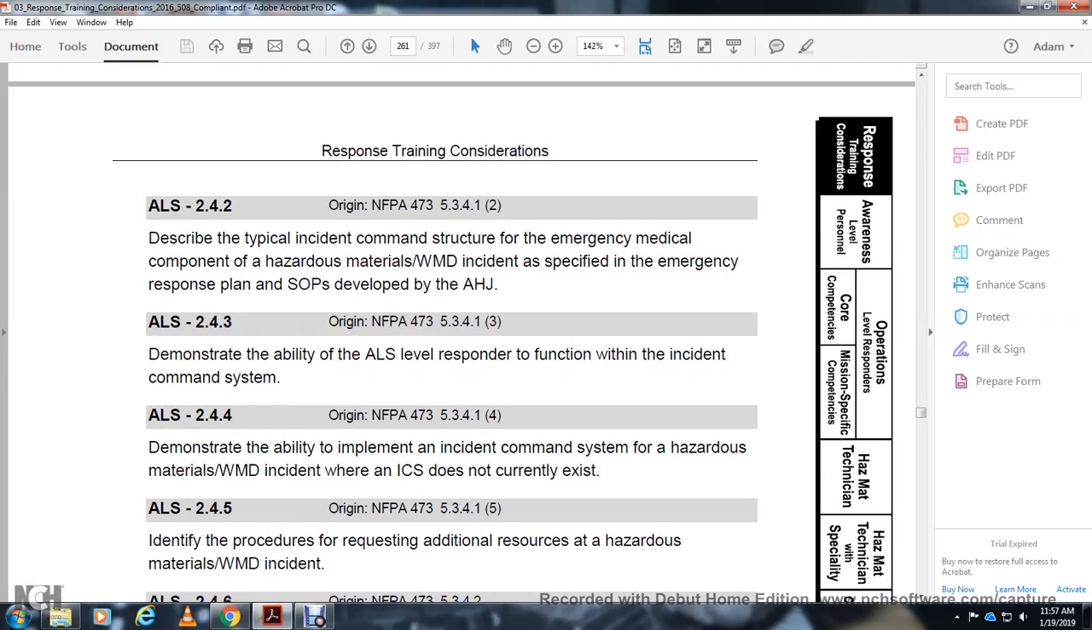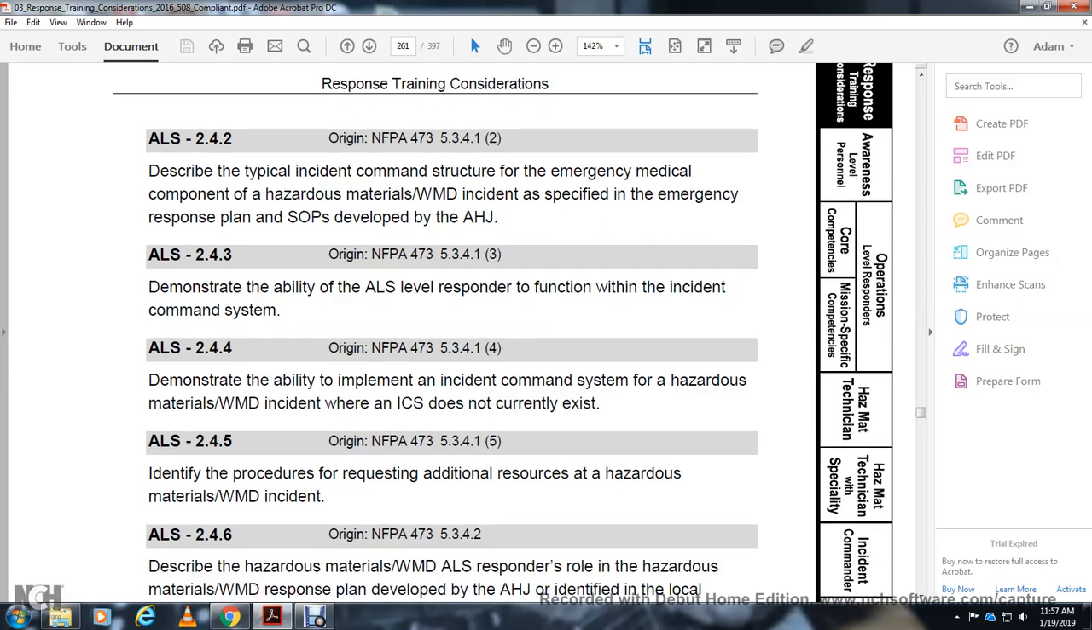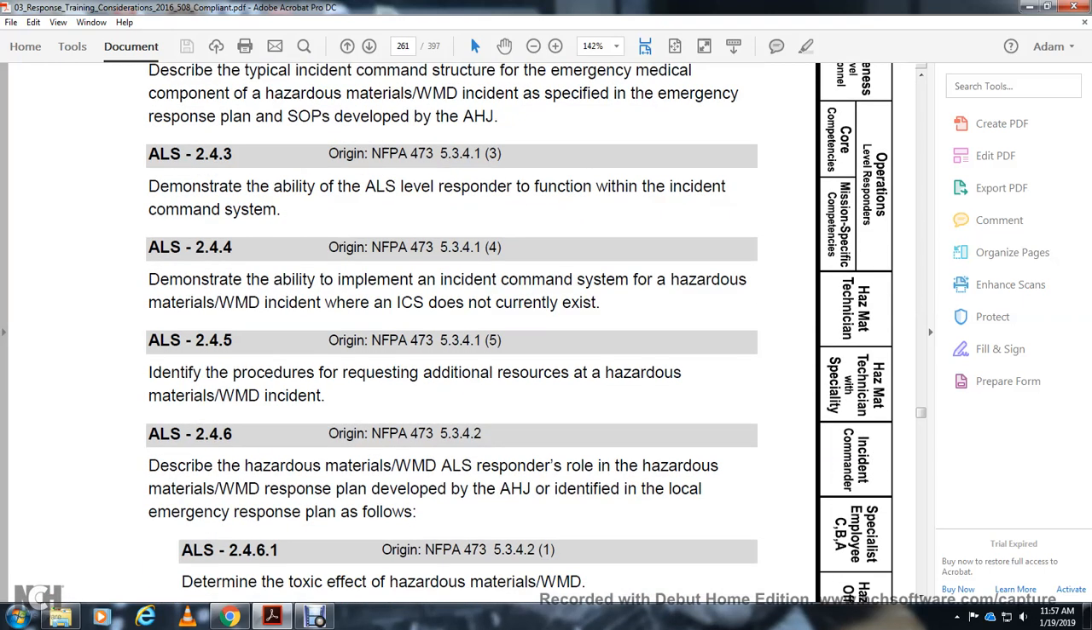Apply and implement the incident command system at a hazardous materials/weapons of mass destruction incident where the incident command system does not currently exist, and identify the procedure for requesting additional support for the hazardous materials/weapons of mass destruction incident.